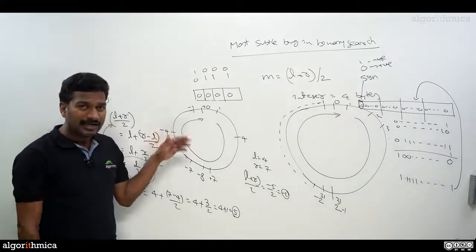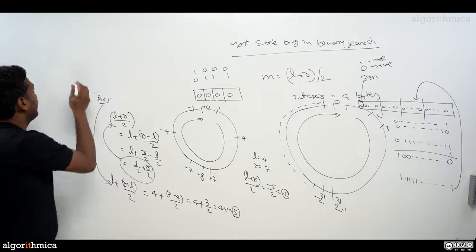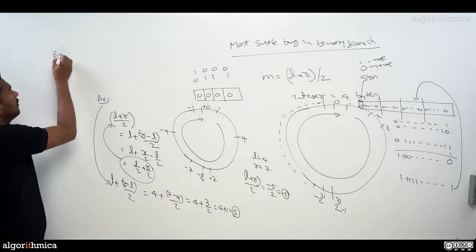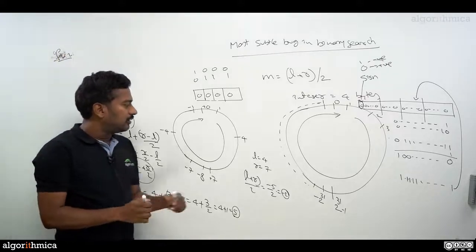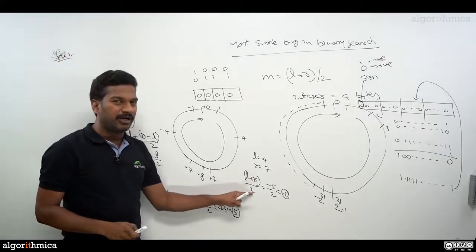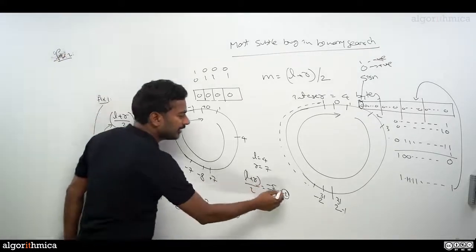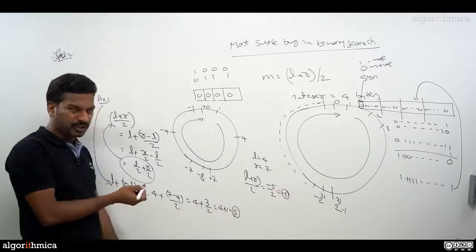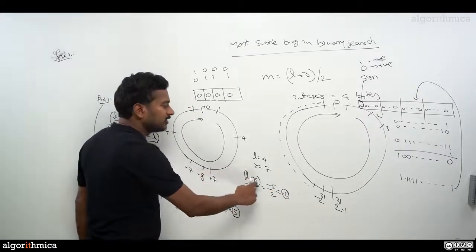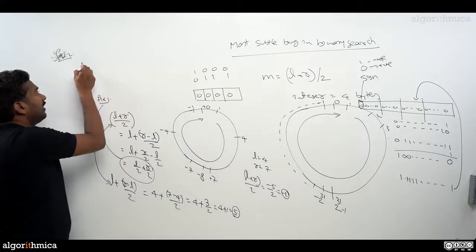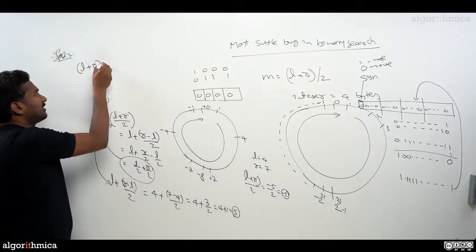There is another way to fix this as well. Let me write fix 2. Instead of L plus R by 2, the alternative is to take L plus R as is.